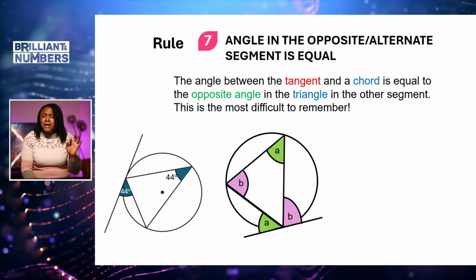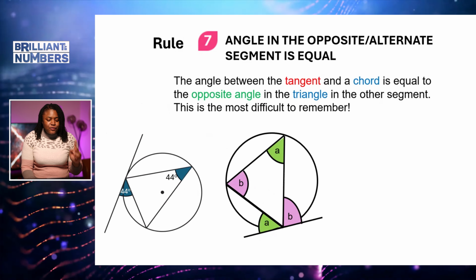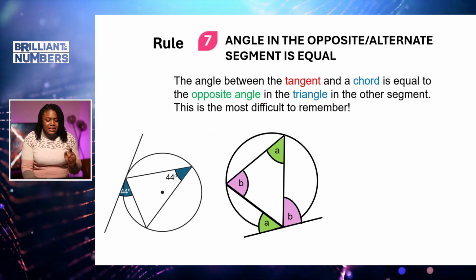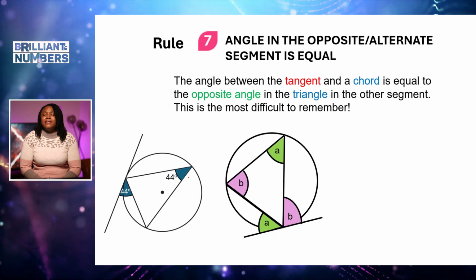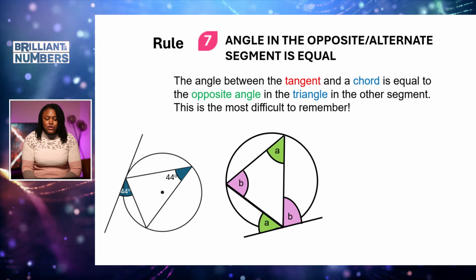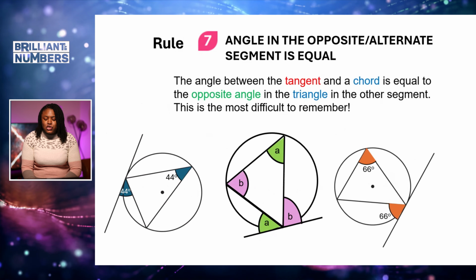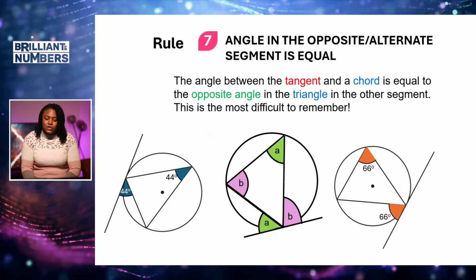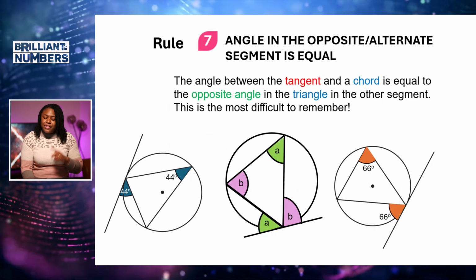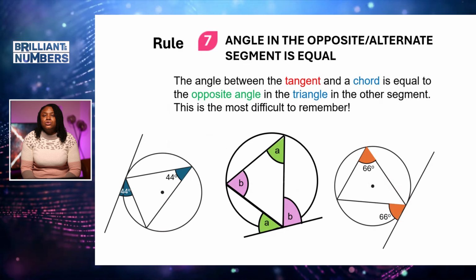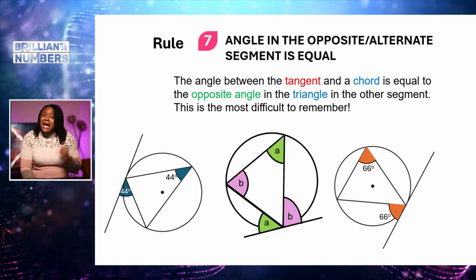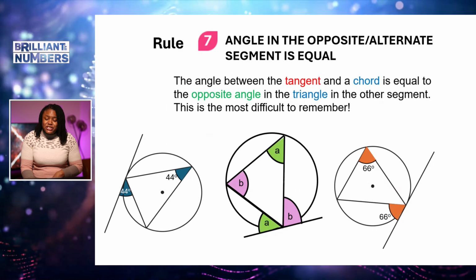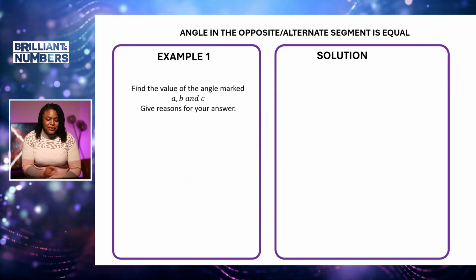So here in a numerical context, we have 44 as the angle between the tangent and the chord, and that's also 44 for the angle on the opposite side of the triangle. And then just another orientation here, we've got 66 in the triangle, and the one between the chord and the tangent will also be 66 degrees. So now we're just going to do 2 questions to practice that theorem.